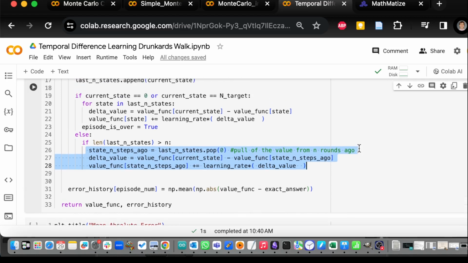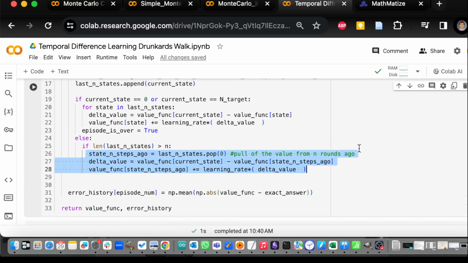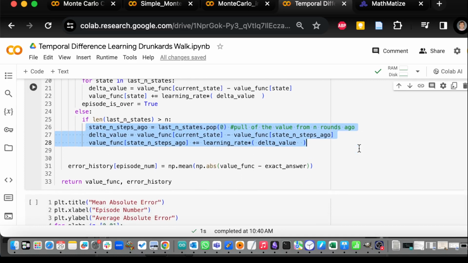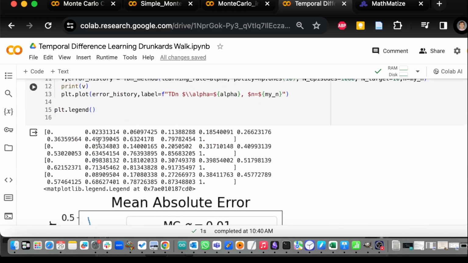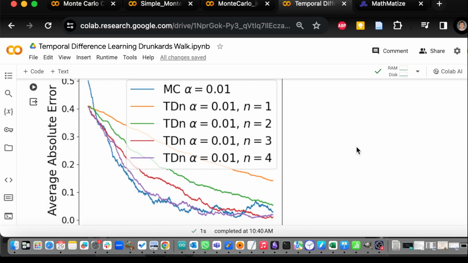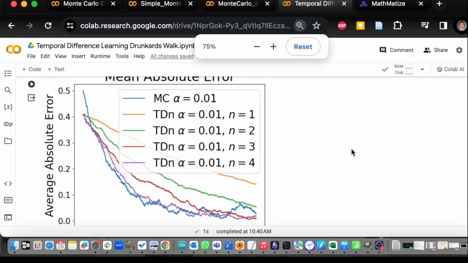You do have to do something a little funny to deal with corner cases, like what happens right at the end and things like that. But this is the core idea. Go back in time n steps and update from there. And if you run the thing, you will see some plots like this. Depending on the value of n, you can get more and more different things.